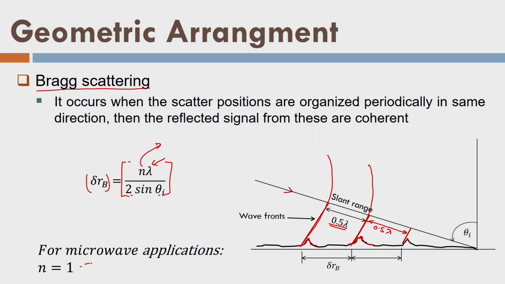So, now you go to the ground and try to measure this. If you find some periodic placement of the features and if you select an appropriate lambda, you can expect the Bragg scattering.